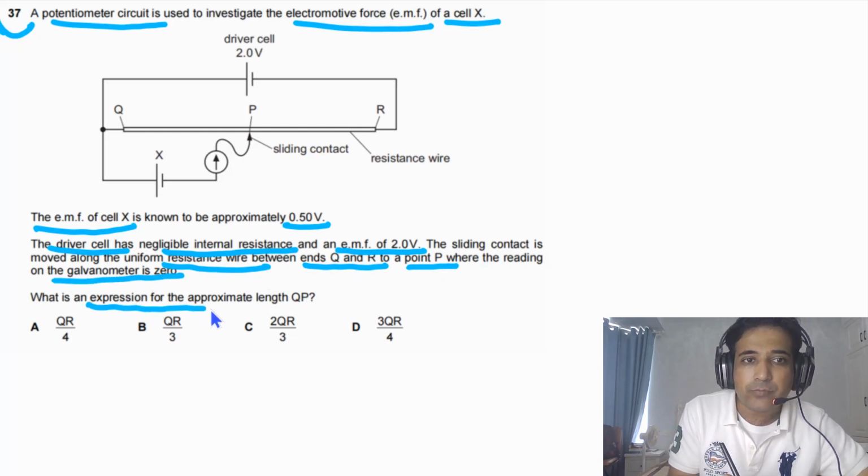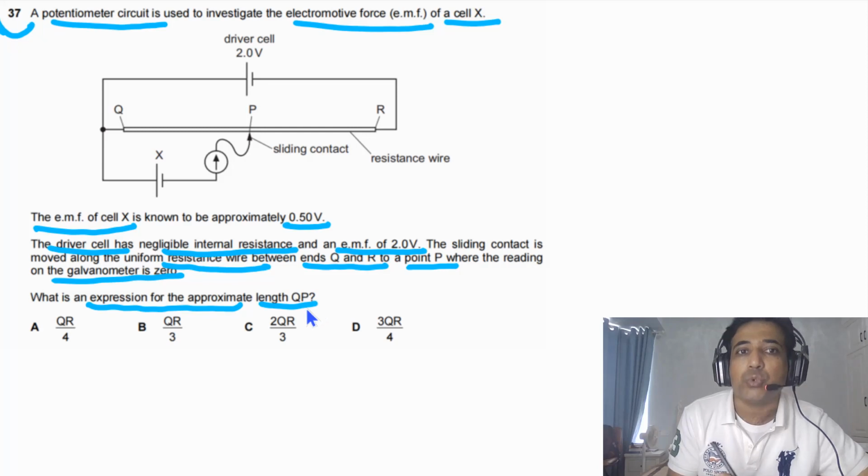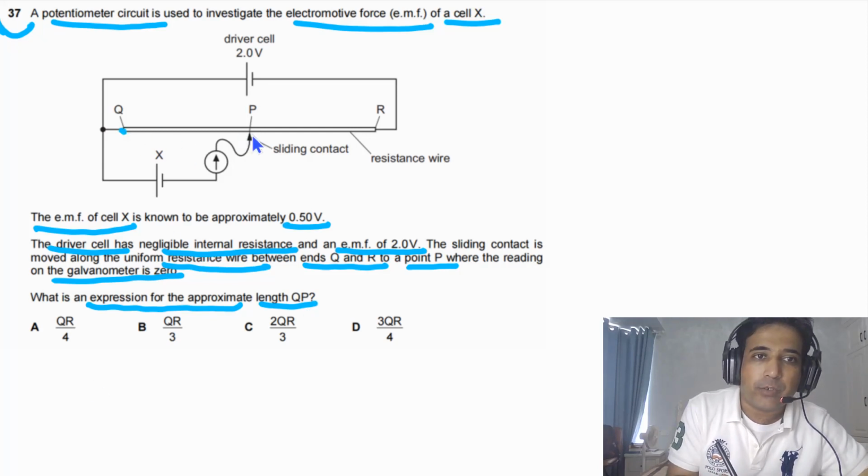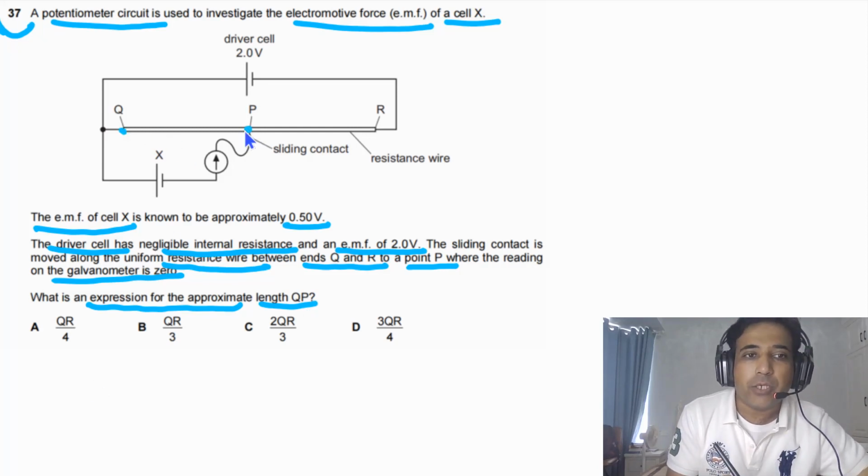What is an expression for the approximate length QP? It means we need to find this length QP. For this question, we are given that the reading on the galvanometer is equal to 0 when the sliding contact is at this point.